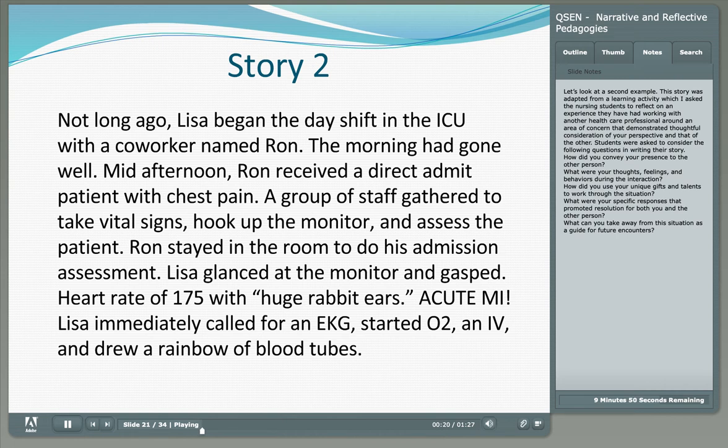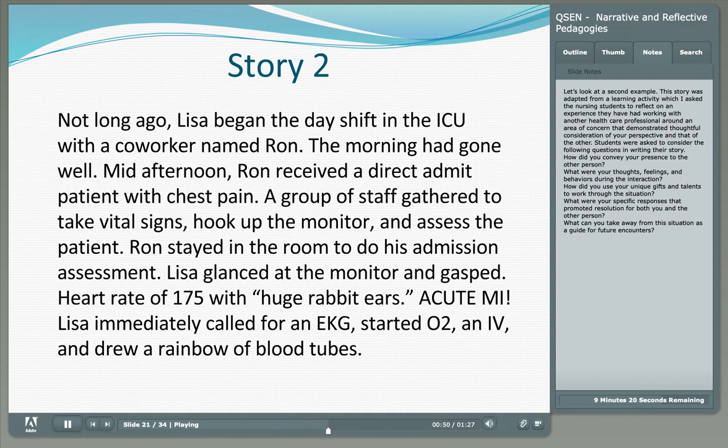Students were asked to consider the following questions in writing their story. How did you convey your presence to the other person? What were your thoughts, feelings, and behaviors during the interaction? How did you use your unique gifts and talents to work through the situation? What were your specific responses, and how did they promote resolution for both you and the other person? And finally, what can you take away from this situation as a guide for future encounters?